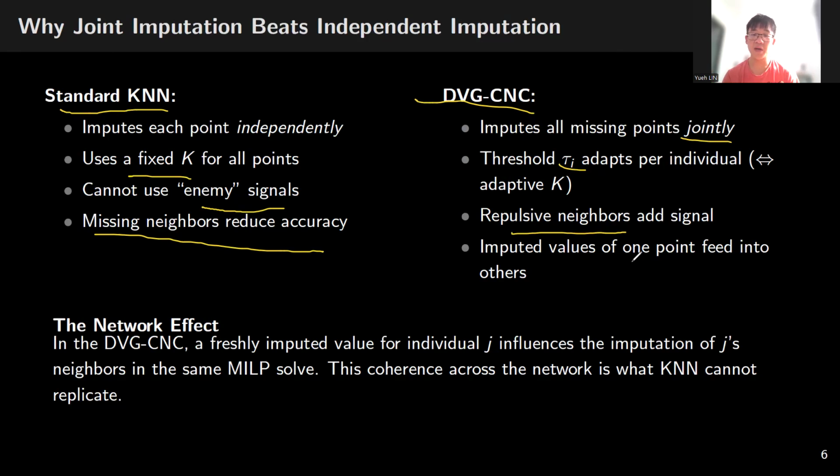KNN is a local independent operation, but the voting game model is a global coherent optimization over the entire network in a simultaneous way. So when missing instances form a cluster, the coherence is the mechanism that produces accuracy gains.